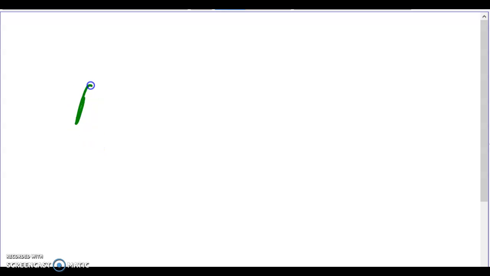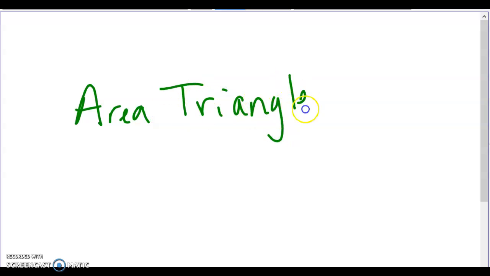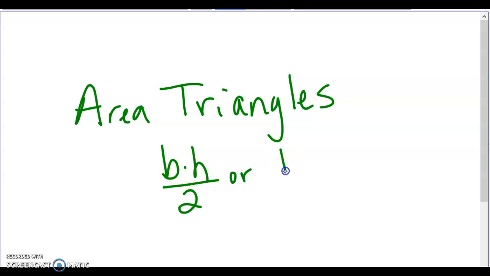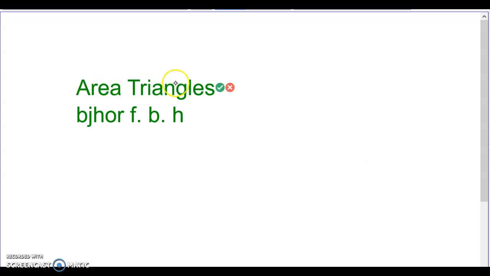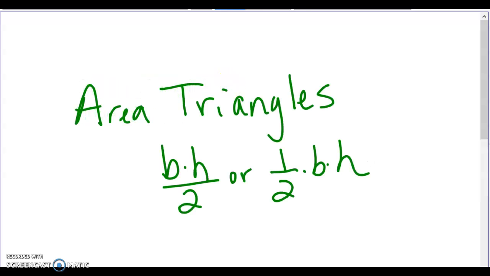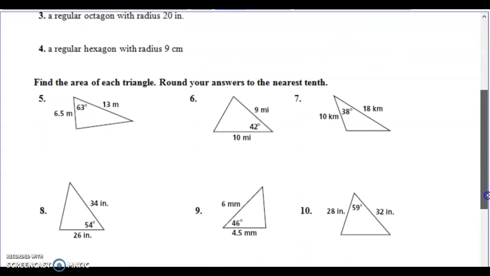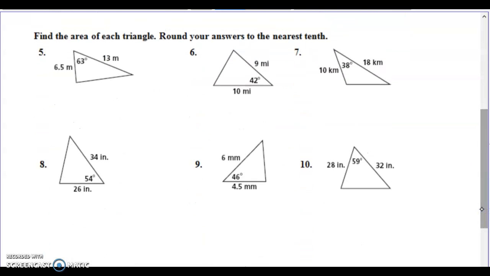Now, I am going to take another little side detour here. Remember when we were finding the area of triangles? We said the area of a triangle was either base times height divided by 2, or 1/2 times base times height. And then we said that the base and the height always had to meet at a 90-degree angle. Well, let's look at these triangles here. Do I have a 90-degree angle? No.